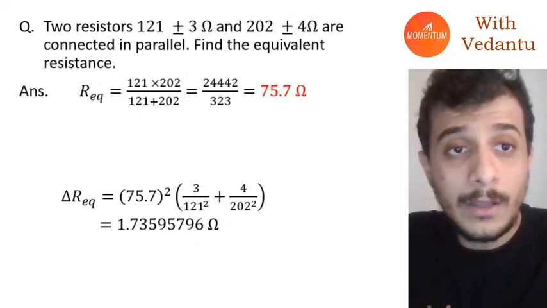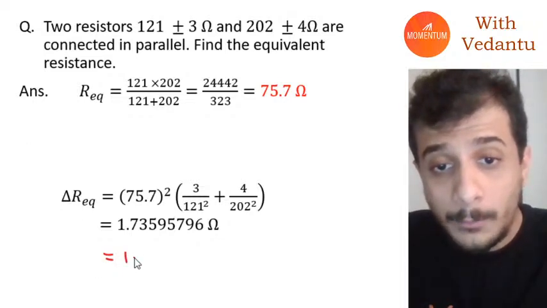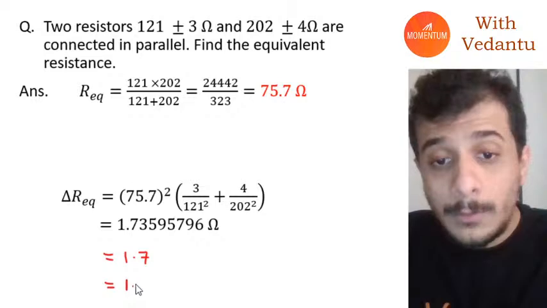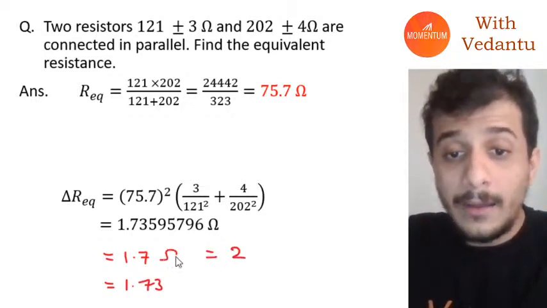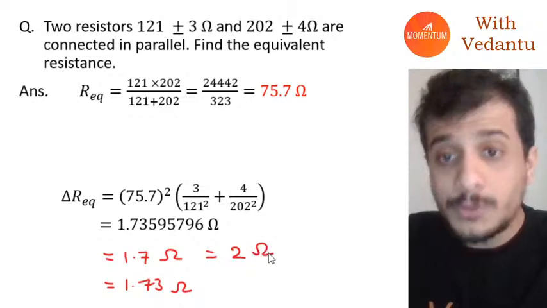Now how do you decide what to round it off to? Should I round it off to 1.7? Should I round it off to 1.73? Or should I round it off to just 2? Okay, what should I round it off to?